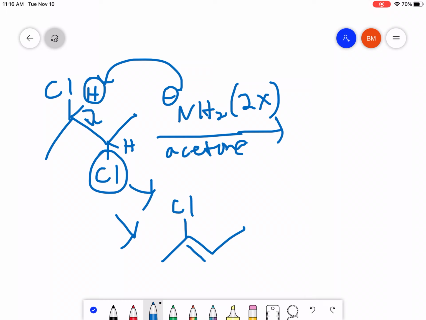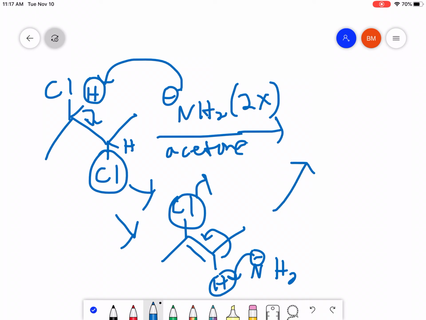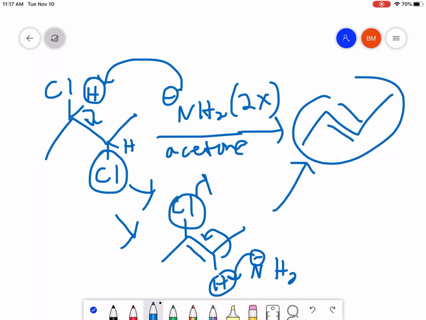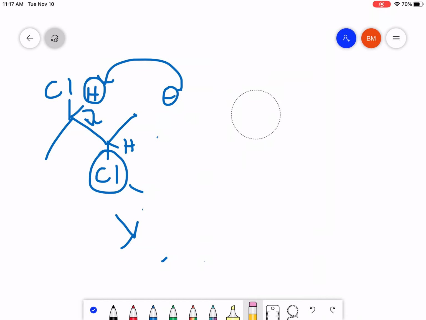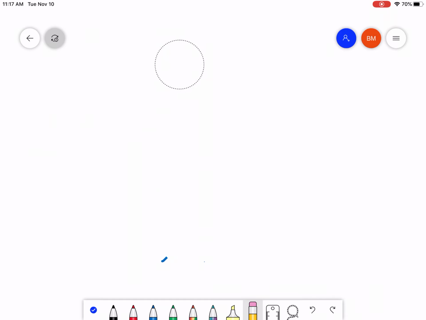Then your second equivalent of NH2- can come in. It can grab this beta hydrogen. These electrons swoop into a triple bond now, and you have your alkyne. So nothing special really there. It's just the same thing that you've already done, just 2 times in a row. And you see it works very well on vicinal dihalides. You can also do this with geminal as well.